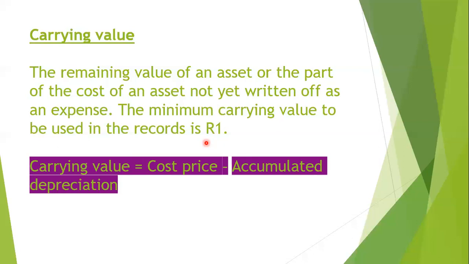So what this means is after the period is over, the 7-year period was over, and we wrote off 1,000 every year, in actuality the carrying value would be null, because it would be this 7,000 minus the accumulated depreciation of 7,000. Remember we said at the end of 7 years it's going to be 7,000. So if you take 7,000 minus 7,000, you're going to get 0. But in accounting, you can never show an asset at 0. So one of the things in accounting is that the minimum carrying value to be used in the records is 1 Rand.